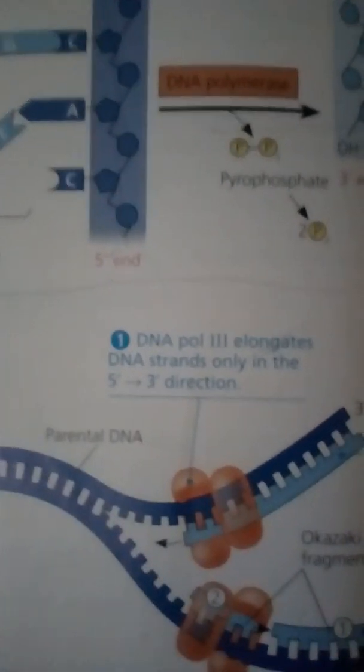Once a replication bubble opens far enough, a DNA pol 3 molecule attaches to the lagging strand's template and moves away from the replication fork, synthesizing a short segment of DNA. As the fork grows, another segment of the lagging strand can be made in a similar way. These segments of the lagging strand are called Okazaki fragments.